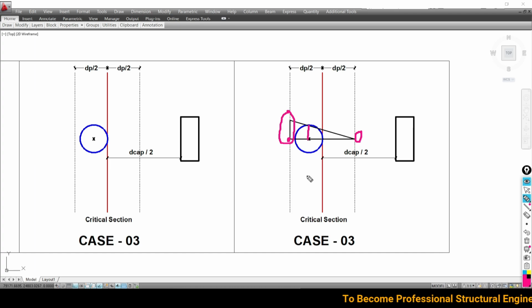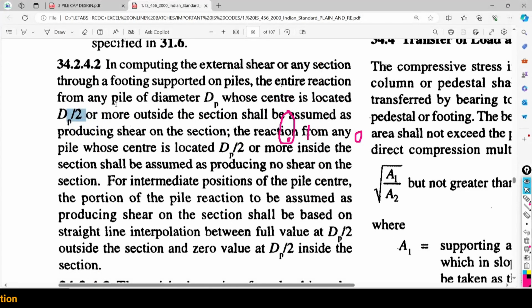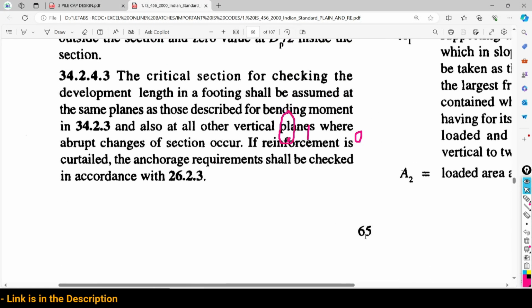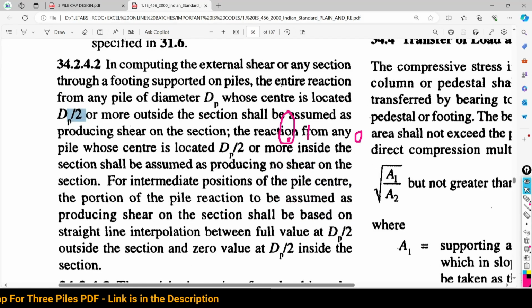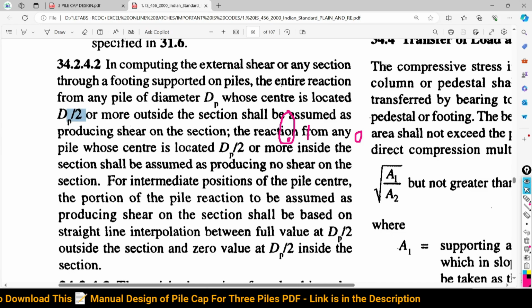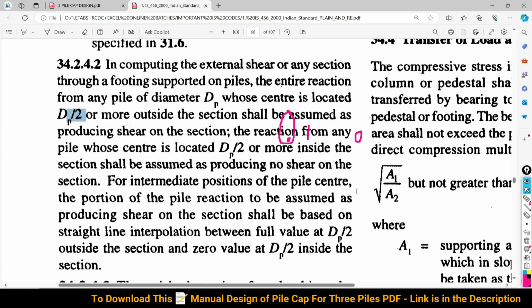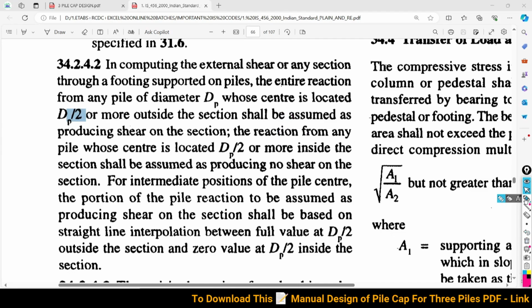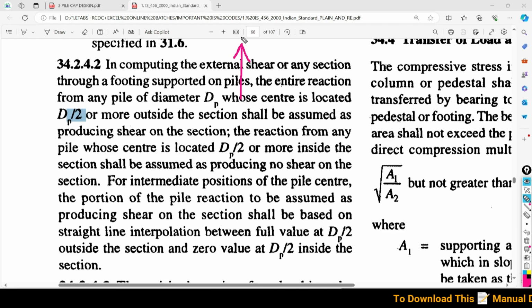So this is the concept, and this recommendation was made by this clause of IS 456 2000, which is given at page number 65. When you are going to do the checks for shear, or design your pile cap for shear, it is not needed to always consider the 100% reaction. There is an option to reduce the reaction by following this clause and this concept. Hope that's clear to all of you.